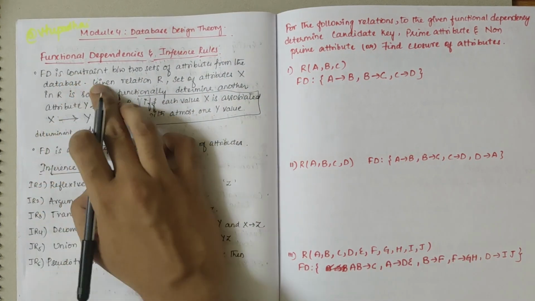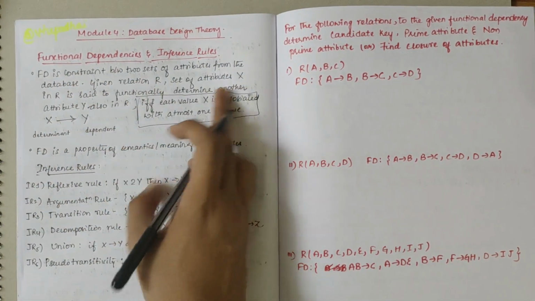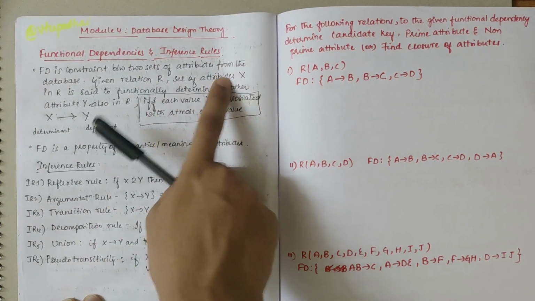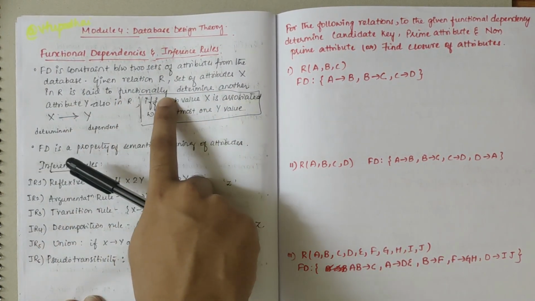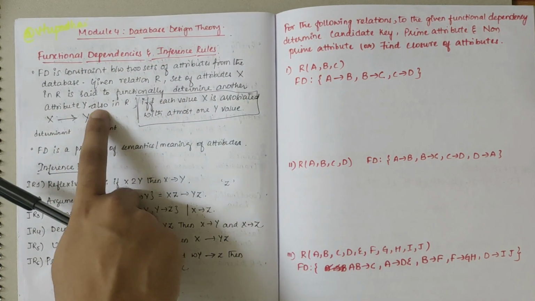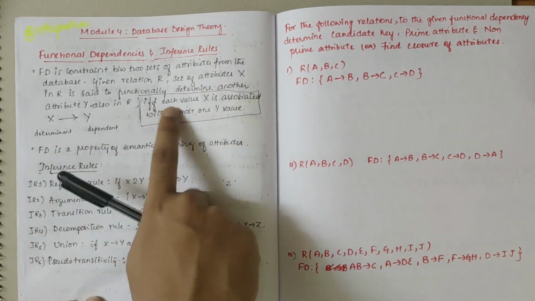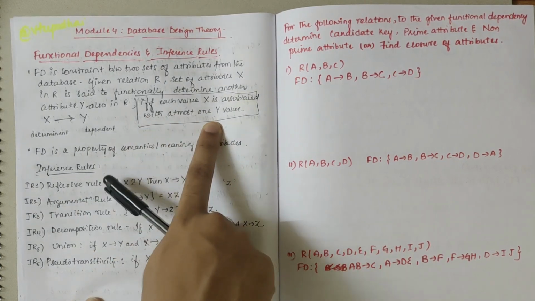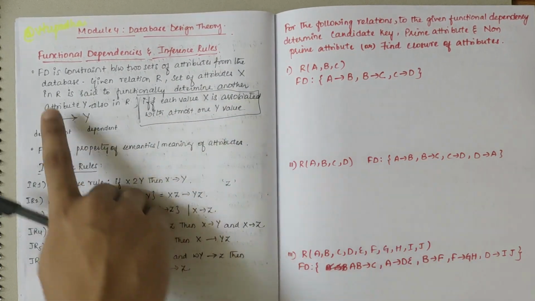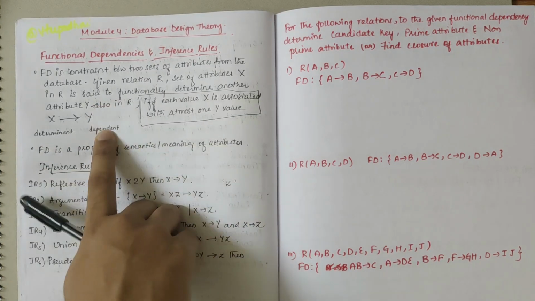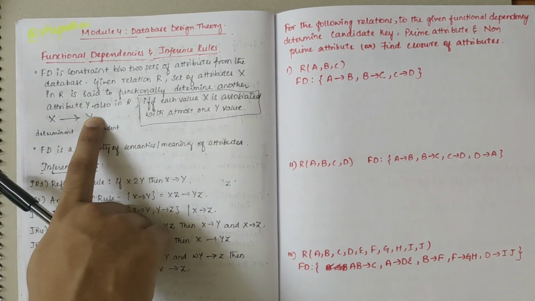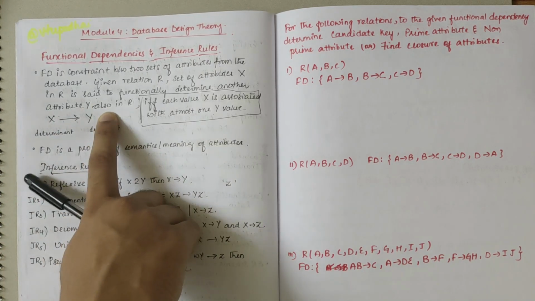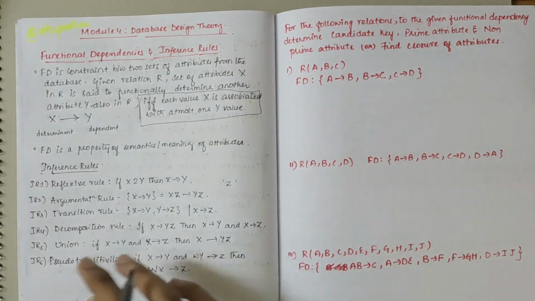Functional dependency is a constraint between two sets of attributes from a given database. Let's consider a relation R. A set of attributes X in a relation is said to functionally determine another attribute Y, which is also in the same relation, if and only if each value of X is associated with at most one value of Y. Which means that if X is the determinant and Y is the dependent, at most one value of Y should be associated with X, the determinant. X determines Y. This is what functional dependency basically means.